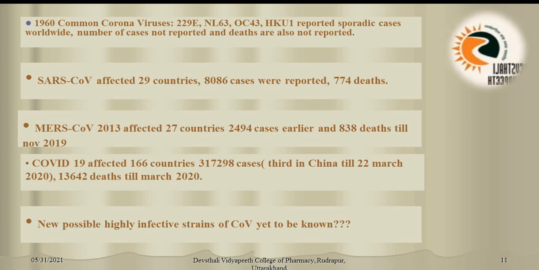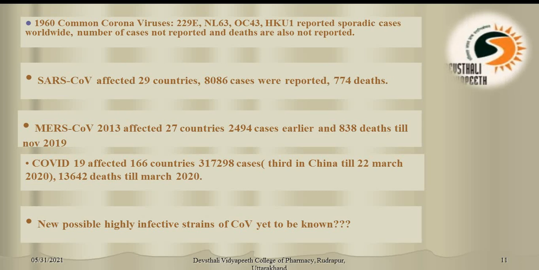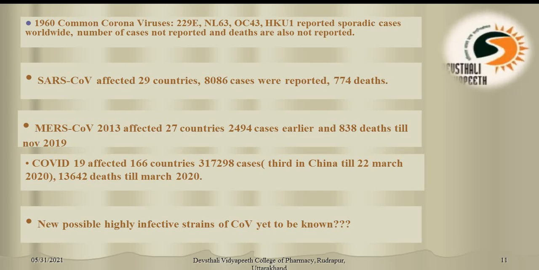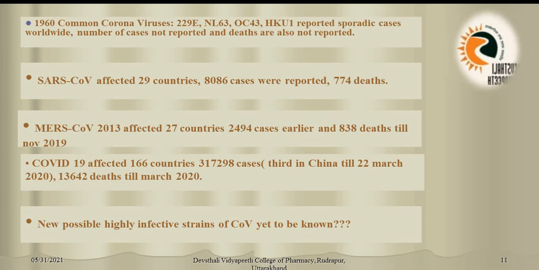So as we look into the history, the first common coronaviruses originated in 1960, and they were named 229E, NL63, OC43, and HKU1. They were reported worldwide, but no deaths were reported from these common coronaviruses. Then SARS-CoV was seen in 2003. It affected 29 countries, 8,086 cases were reported, and there were more than 700 deaths.